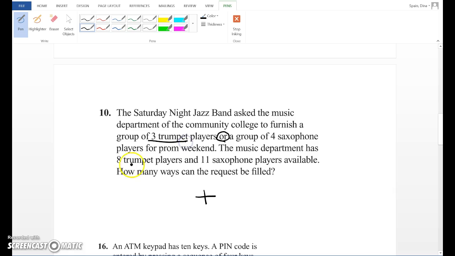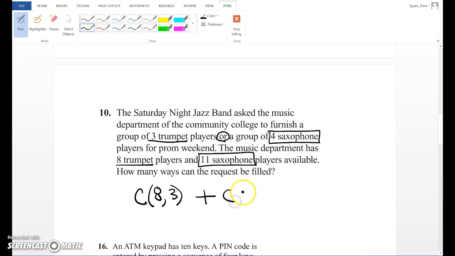Alright, we're picking 3 trumpet players from 8. Now those 3 trumpet players, again, no distinction between the 3. So these are combinations again. I've got 8 trumpet players total, and we're picking 3 of those. Or a group of 4 saxophone players from 11 total. That's a combination of 11 things. We're choosing 4 of those.